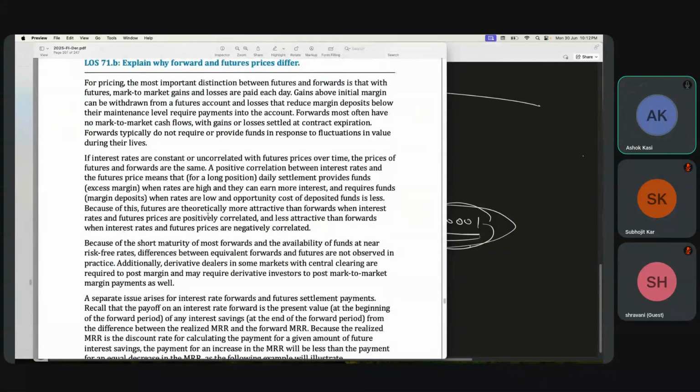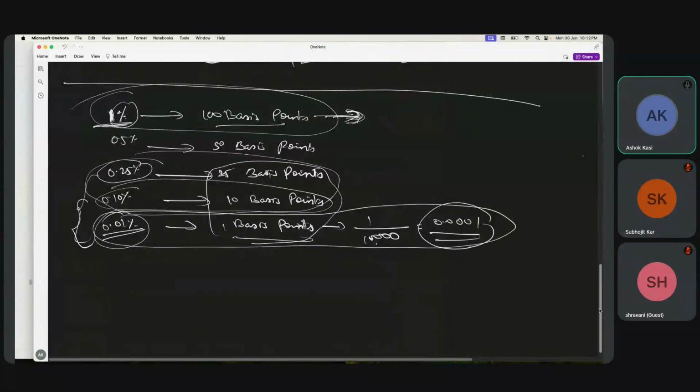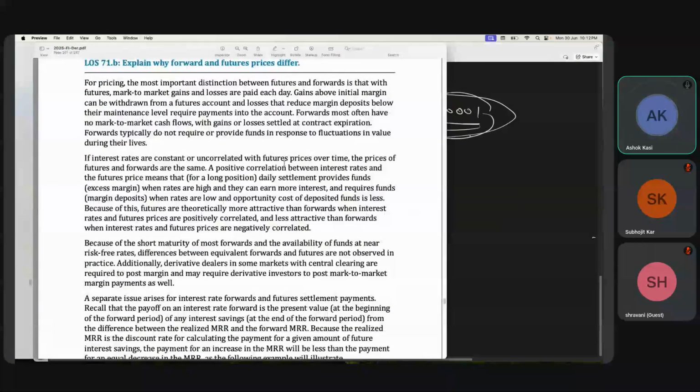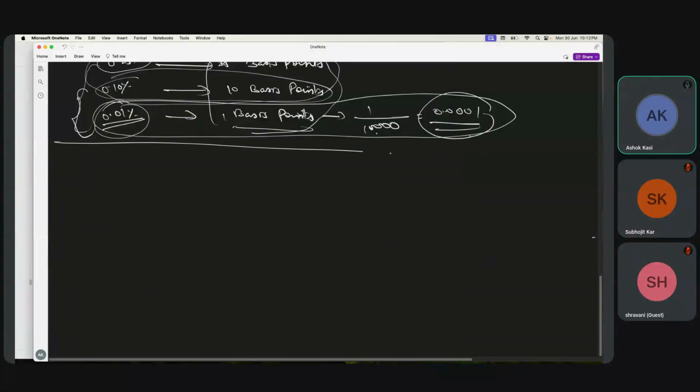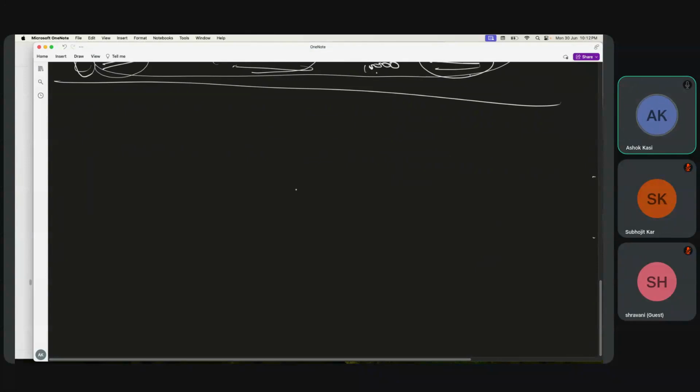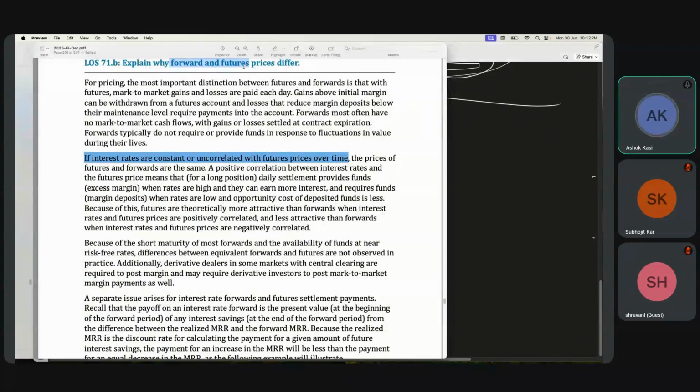Explain why forward and futures prices differ. Now forward and futures are doing the same thing, correct? The only difference is that forward is over the counter, and futures are exchange traded. Then what is the difference between them? Why do the prices differ?